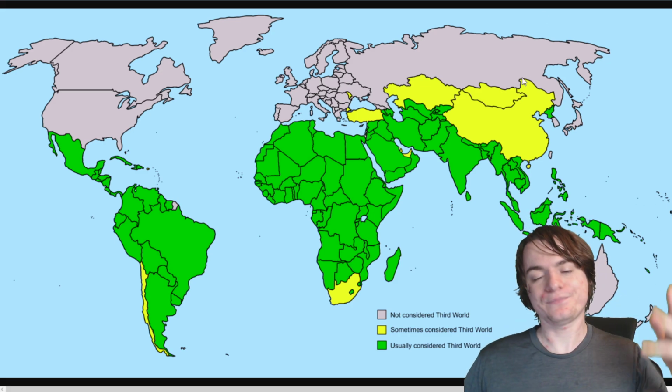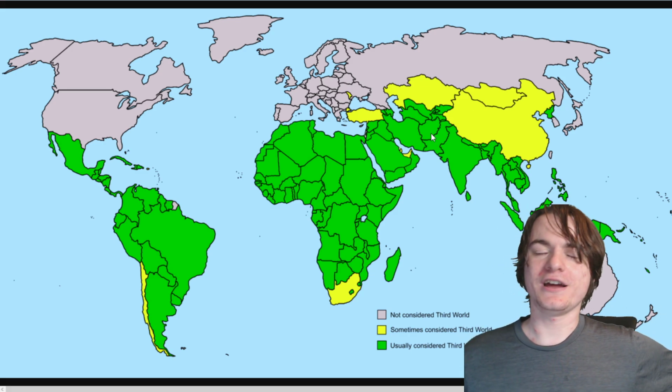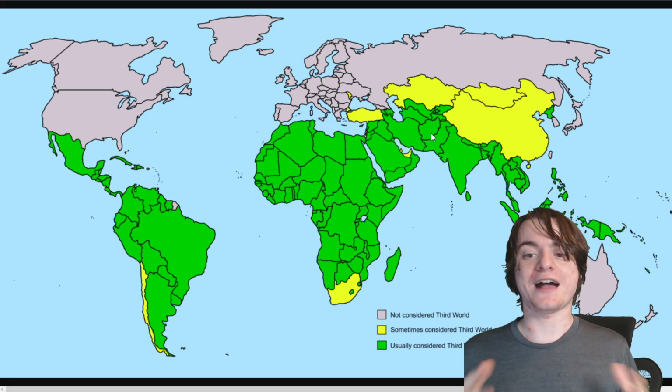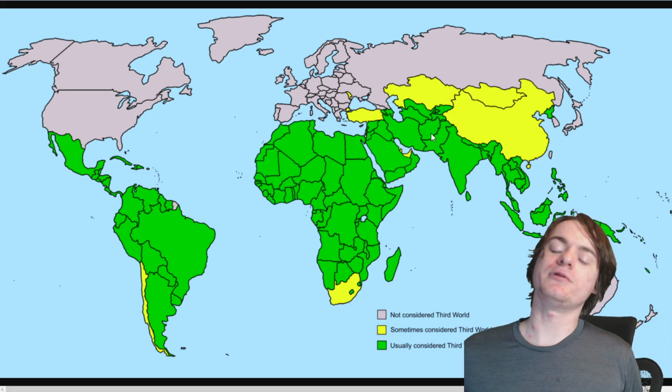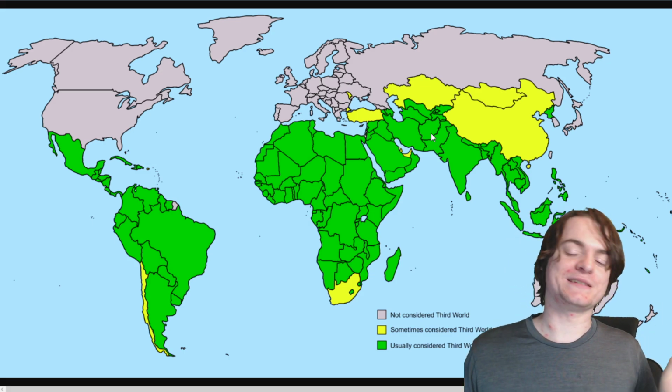But basically, the third world is not countries that are poor or rich. It's just about non-division. You can see how these are non-aligned countries. These are countries that were not aligned in that whole conflict between the US and Russia, officially speaking at least.